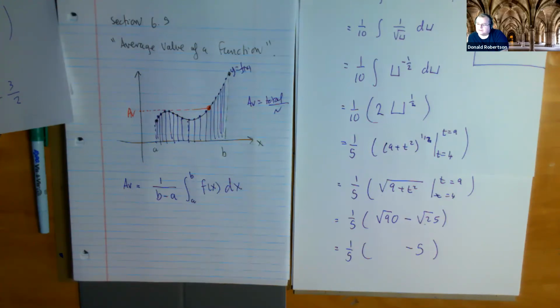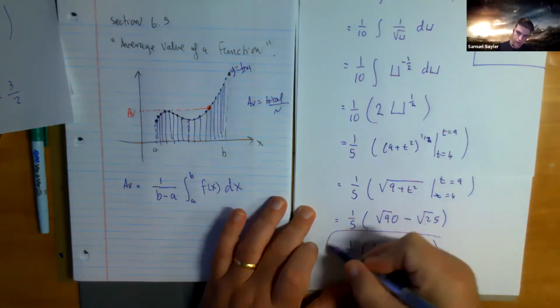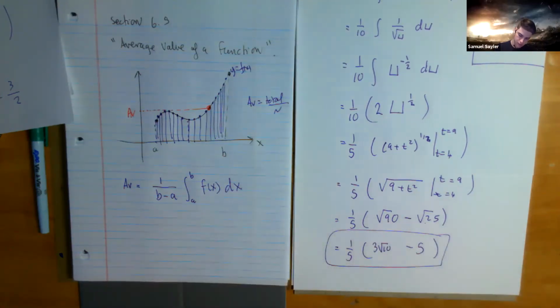Yeah. 3 times. Right. 9 times 10, which becomes 3 times root 10. And that's your average value.